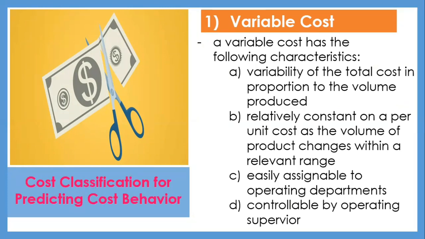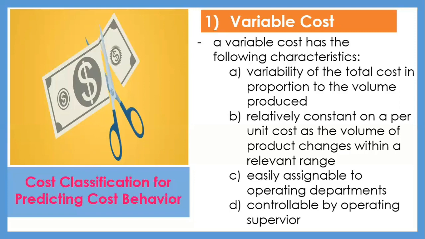A variable cost has the following characteristics. First, variability of the total cost in proportion to the volume produced. Second, relatively constant on a per unit cost as the volume of products changes within a relevant range. Third, easily assignable to operating departments. And finally, controllable by operating supervisor. Examples of variable costs are supplies, fuel, lumber, and overtime charges. These are just some of the many examples under variable costs.